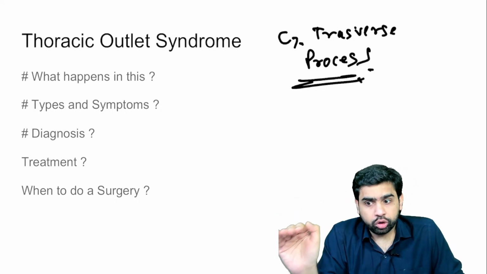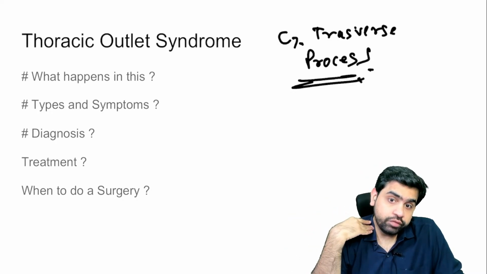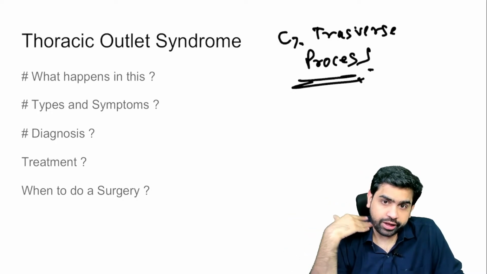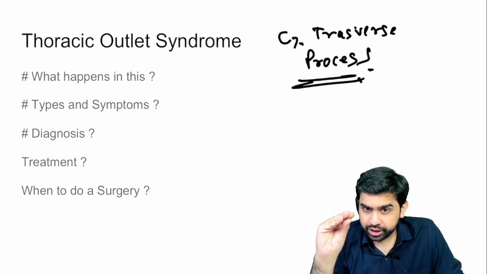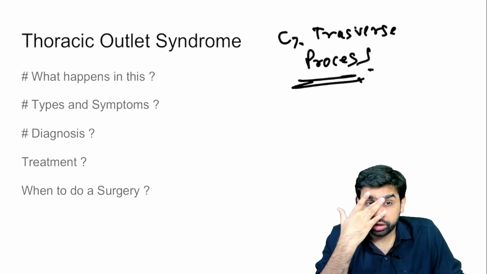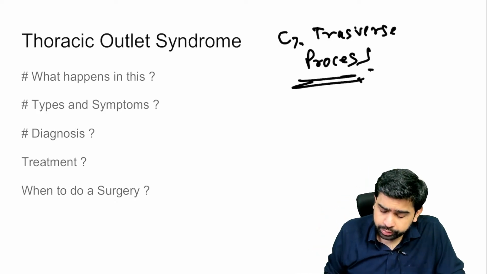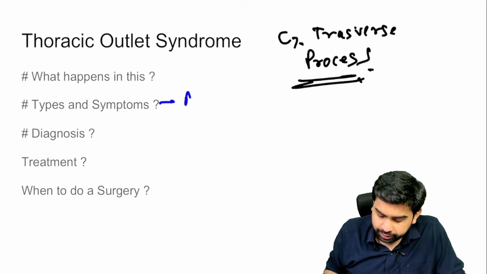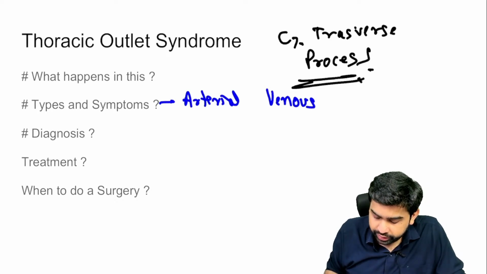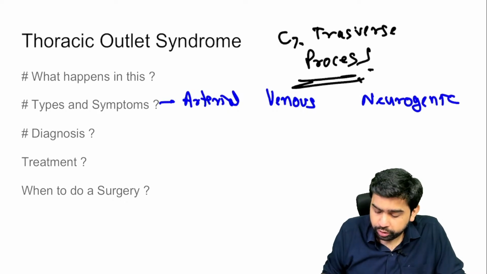Now, this is not the most common cause. The most common cause is the weakness of the scalenus muscle. Because of the weakness of the scalenus muscle, this thoracic outlet becomes narrower, and that might lead to thoracic outlet syndrome. What are the types and symptoms? It can be either arterial, venous, or neurogenic.